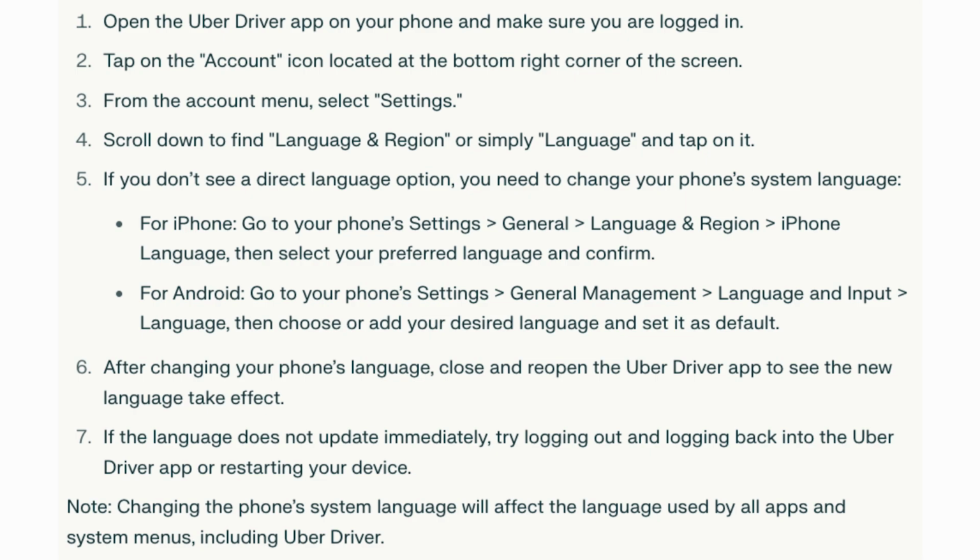For iPhones, go to your phone settings, general, language and region, iPhone language, then select your preferred language and confirm. For Android, go to your phone settings, general management, language and input, language, then choose or add your desired language to set it as default.